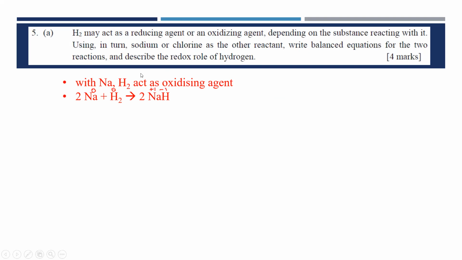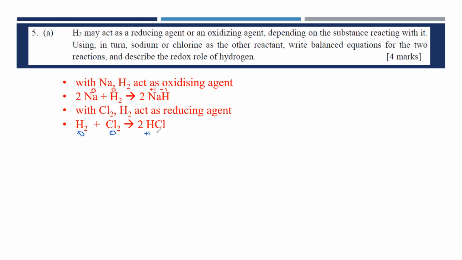Whereas when reacting with chlorine, hydrogen acts as a reducing agent. So according to the equation, H2 plus Cl2 gives HCl. Here the oxidation state of hydrogen is 0, chlorine also 0. In HCl, hydrogen is +1, chlorine is -1. So that is how the role of the hydrogen behaves with sodium and with chlorine. Okay, so that is for 5A.